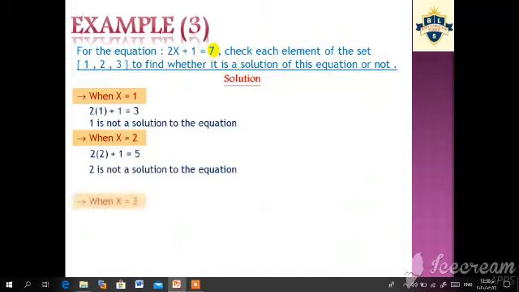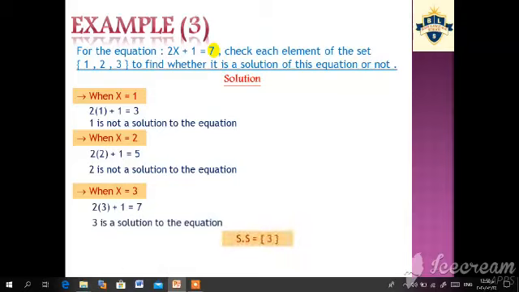When we put x equals 3, 3 times 2 equals 6, plus 1 equals 7. Yes, the left-hand side equals the right-hand side, which equals 7. So 3 is a solution to the equation. Solution set equals, open your braces and put 3 inside these braces. So the solution set equals the set {3}.